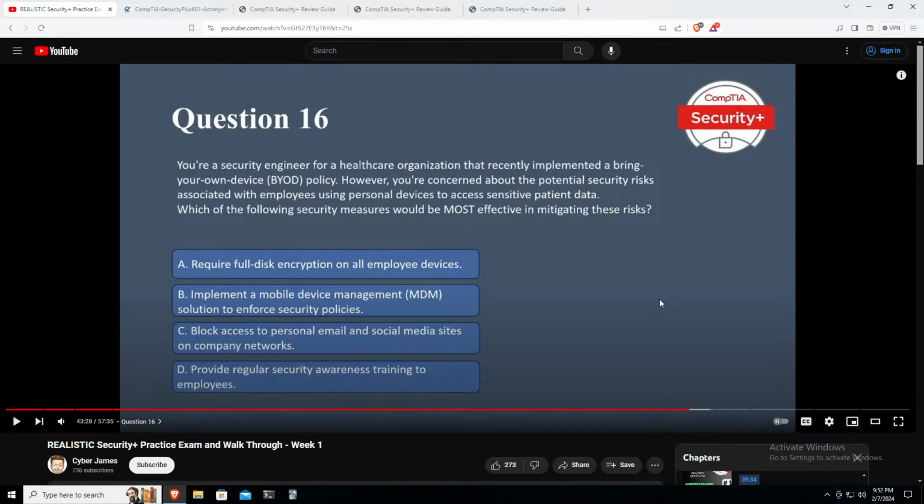And that also goes with phones and tablets as well. If you're bringing your own phone, if that's the policy here, I think B is the correct answer.